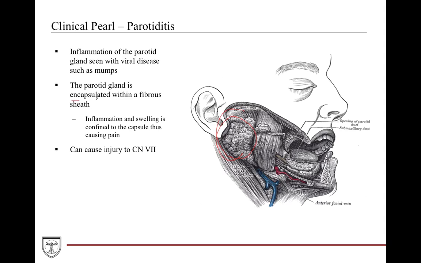So the parotid gland is an encapsulated structure with a fibrous sheath. So anytime there's inflammation and swelling, this will actually enlarge. And of course, if this gets enlarged, it can compress the facial nerve and show signs like Bell's palsy or things associated with facial paralysis.